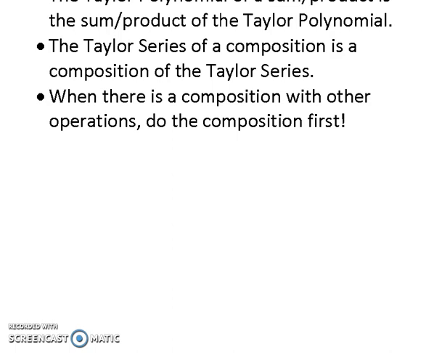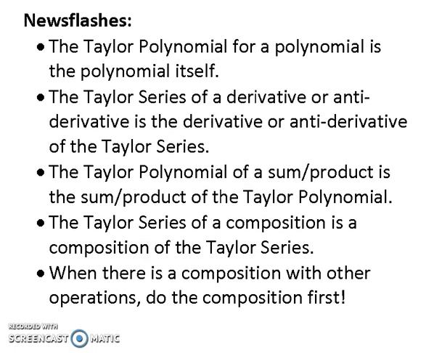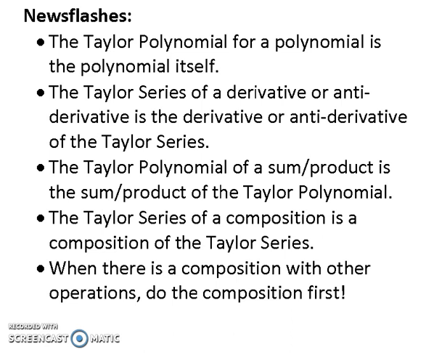So we're going to wrap up here with just some important things for you to remember about Taylor and Maclaurin series. So the first thing is that the Taylor polynomial for a polynomial, so if they give you a polynomial function and tell you to come up with a Taylor polynomial for it, well, since it's already a polynomial function, it is the Taylor polynomial. The Taylor series then of a derivative or of an antiderivative is just the derivative or the antiderivative of the terms in the Taylor series. So kind of like what we did with power series. If the functions are related by derivatives or integrals, then their series are going to be related by derivatives or integrals. The Taylor polynomial of a sum or product is just the sum or product of the Taylor polynomial.